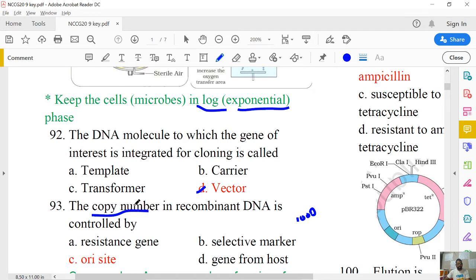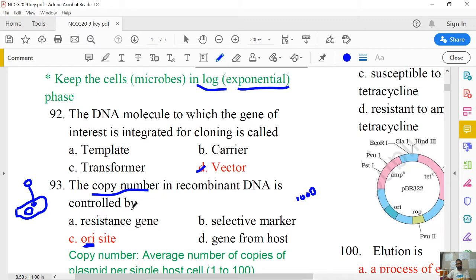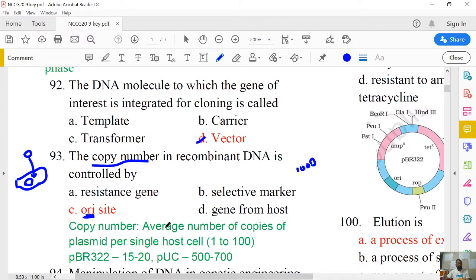So this copy number is actually determined by the ORI site only, that is origin site only. So how many times, say if I take a bacterial cell, once a plasmid enters into the host, that is bacterial cell, now the plasmid is present inside the host. If it replicates once, 2 copies of plasmid, twice 4 copies, like that, how many times it replicates and how many copies it is going to form, it is actually determined by the ORI site only, because this is the one which is involved in the replication process. So the copy number can be defined as the average number of copies of plasmid per single host cell.